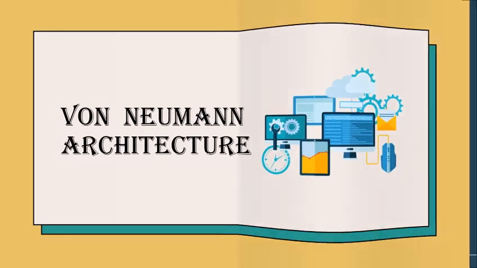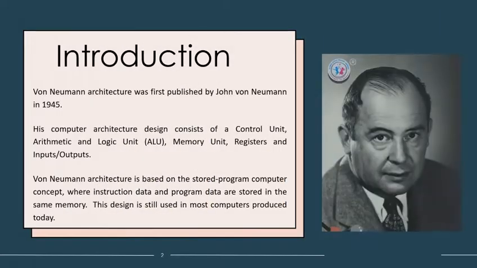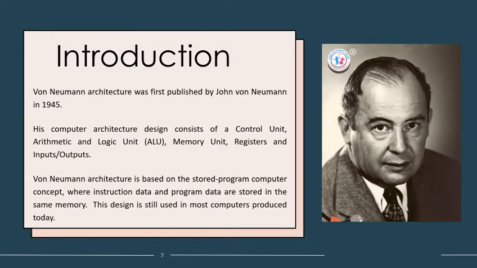Von Neumann architecture was first published by John von Neumann in 1945. His computer architecture design consists of a control unit, arithmetic and logic unit, which is also termed as ALU in short, memory unit, registers, and inputs/outputs. Von Neumann architecture is based on the stored program computer concept, where instruction data and program data are stored in the same memory. This design is still used in most computers produced today.